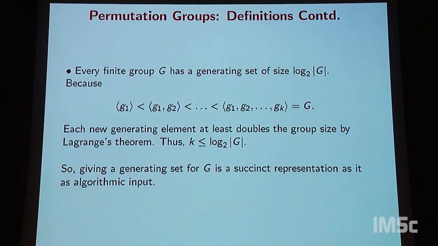So giving a generating set for G is a succinct way of describing a finite group G. And when I want to do algorithms on finite groups, I could take a group as a big multiplication table as well, but if I want to deal with larger groups and yet manage with presenting it with just a generator set as input, I'll be happy. And that's what I want to do with permutation groups.